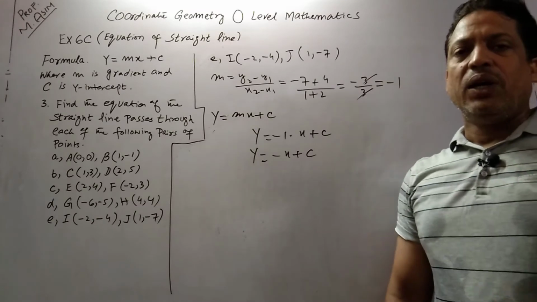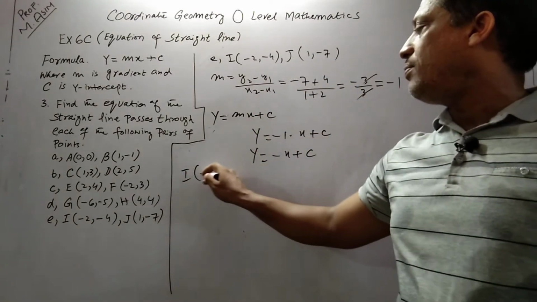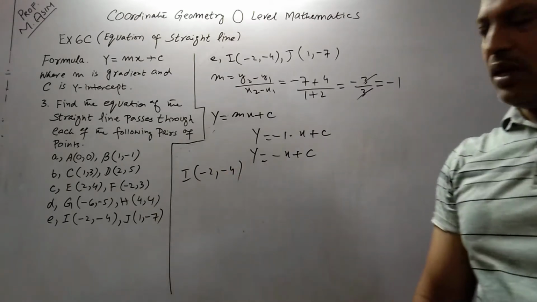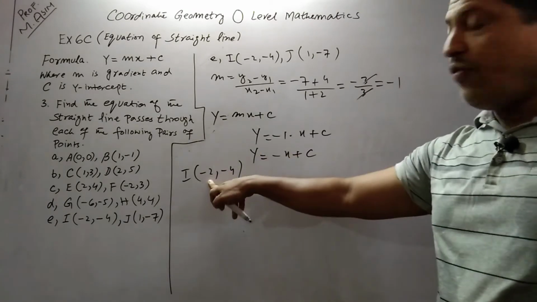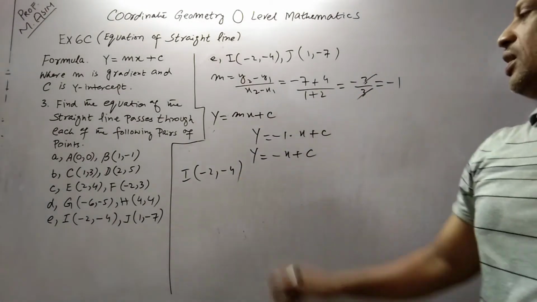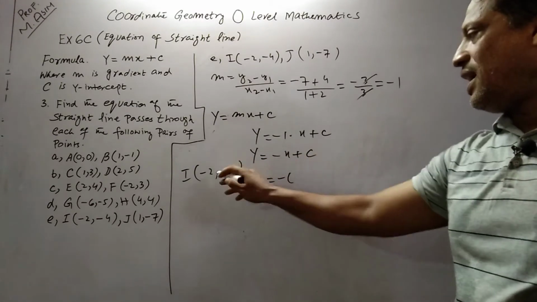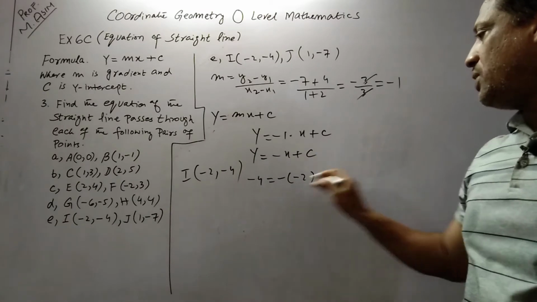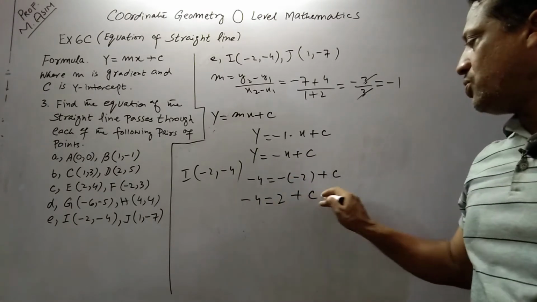The second step, take any point from these two. I am taking point I, minus 2 minus 4. We have to put minus 2 where we see x and minus 4 where we see y. So y is minus 4 is equal to minus x. X is minus 2 plus c. Minus 4 is equal to minus minus plus, which is 2c.